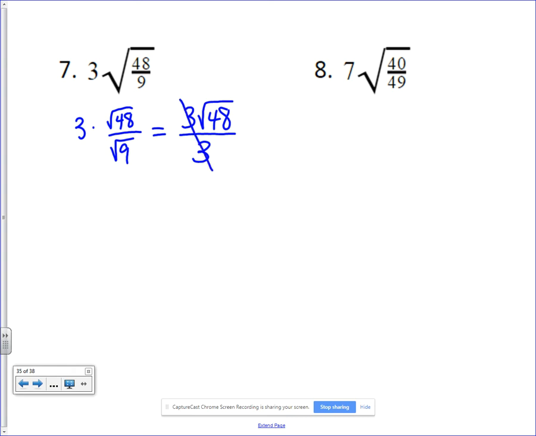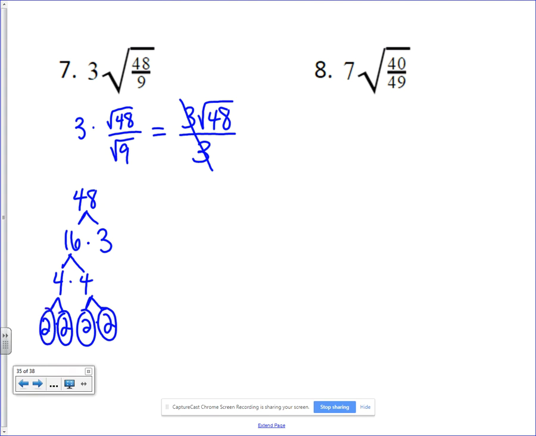So all I'm left with is that 48 under the radical, which means I'm going to go ahead and try and break that down. 48 is 16 times 3, and 16 is 4 times 4. So when all is said and done, that 48 breaks down like this. So I've got a pair of 2's and a pair of 2's, and I've got a 3 left underneath, which leaves me a final answer of 4 radical 3.